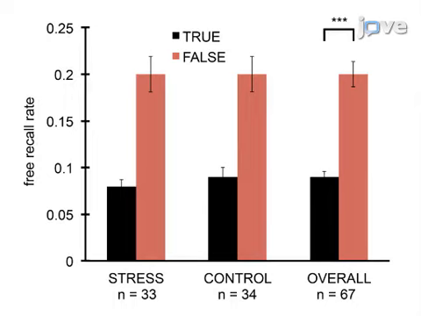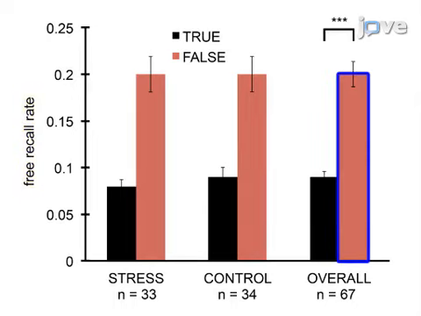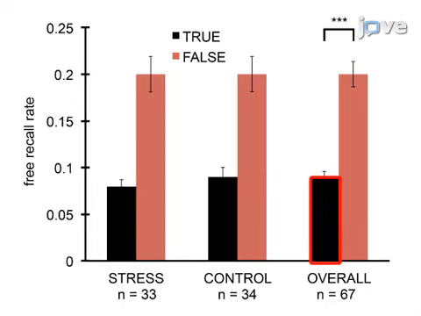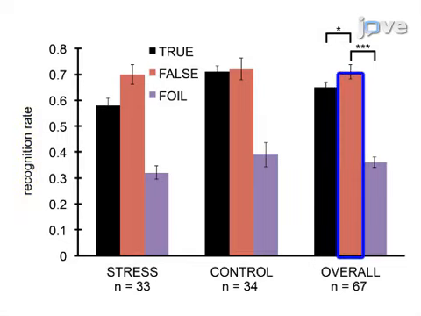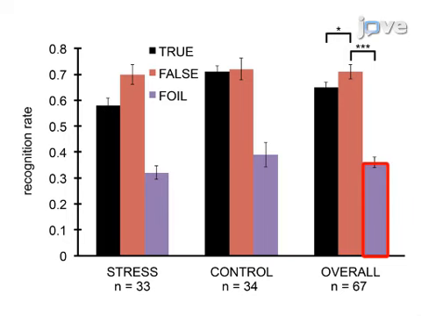Results indicated that the overall proportion of words recalled and recognized was higher for false critical words than for the true presented words. Importantly, recognition of false critical words was also significantly higher than recognition for unrelated FOIL words.